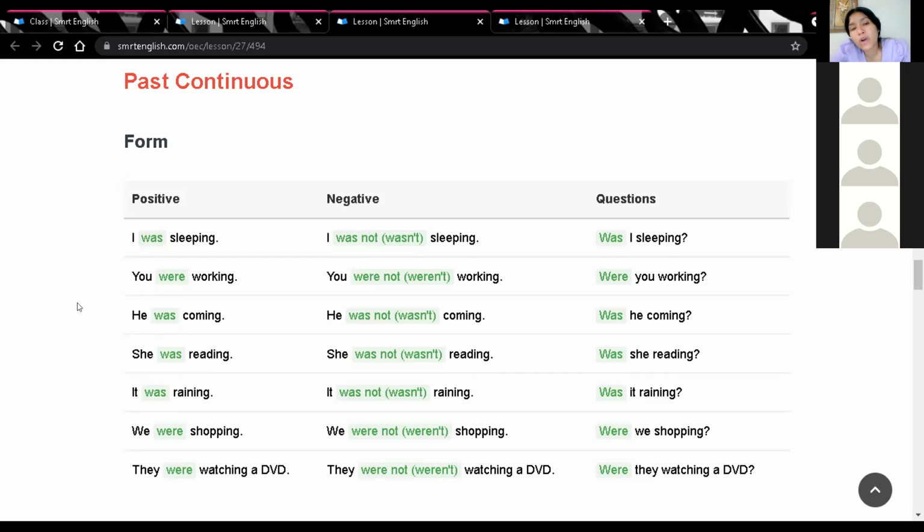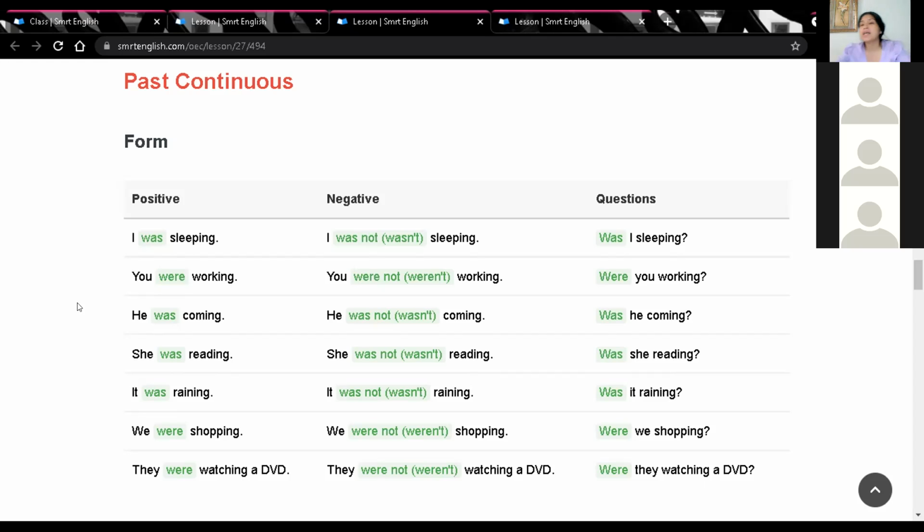In the negative form, we have wasn't, which is, to be honest, most commonly used, or the complete form of it, was not. So I need, in this case, the wasn't and the ing ending of the other verb. I wasn't sleeping. You weren't working. He wasn't coming. She wasn't reading. It wasn't raining. We weren't shopping. They weren't watching a DVD.